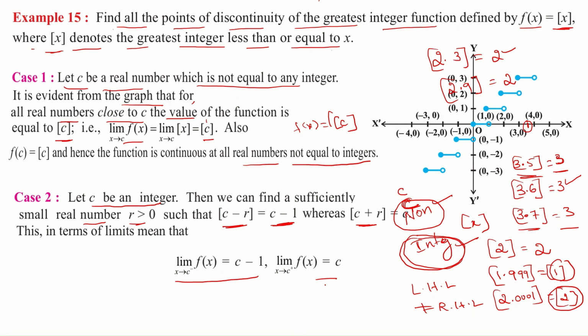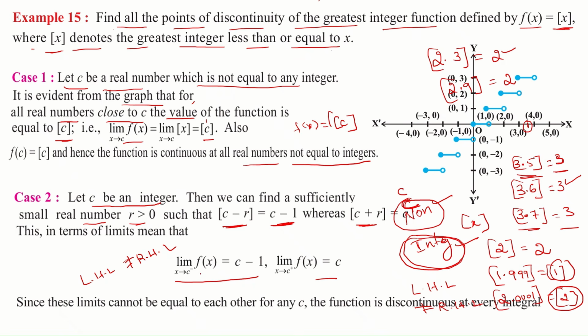From this, what conclusion can we give? The left hand limit is not equal to the right hand limit at all integral values. Therefore, the points of discontinuity are all integers: the greatest integer function is discontinuous at every integer. Since the limits cannot be equal to each other for any integer c, the function is discontinuous at every integral value.